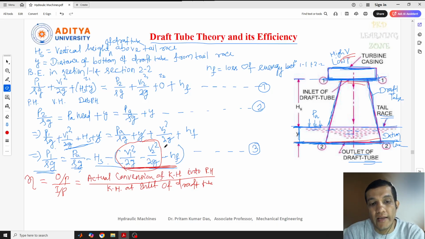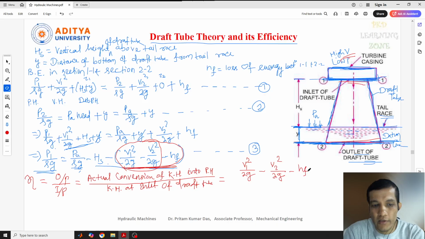But if I say the exact or actual one, actual means we need to consider the losses of energy. So for the actual one, we need to consider the whole terminology here. The equation I'll write is V1 square by 2G minus V2 square by 2G minus HF. This is our actual conversion of kinetic head into pressure head, divided by the kinetic head at the inlet of the draft tube.